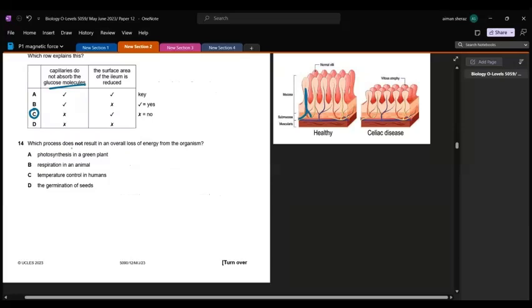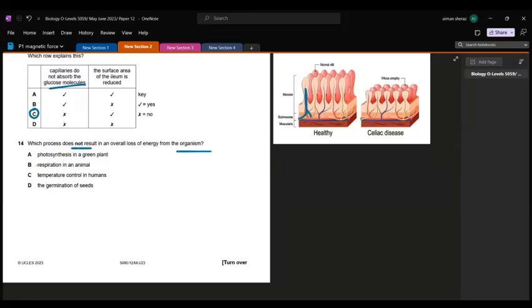Which process does not result in an overall loss of energy from the organism? Photosynthesis in a green plant? Yes, this does not result in overall loss of energy because the light energy is converted into chemical energy. And the energy which is not going to be used is stored as glucose, so that can be used later by the plant for any process that it needs.